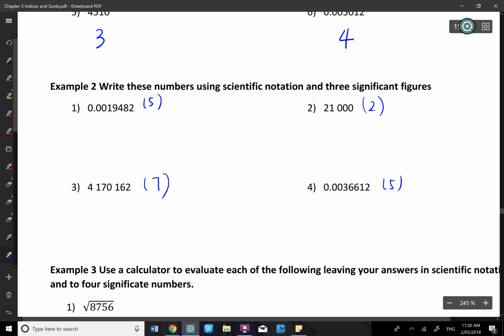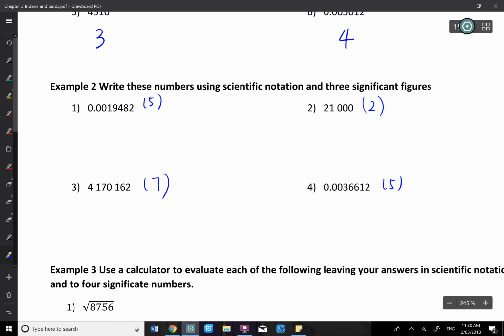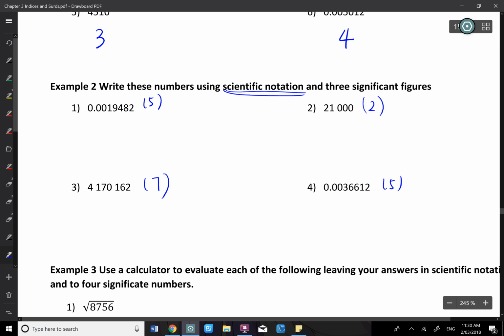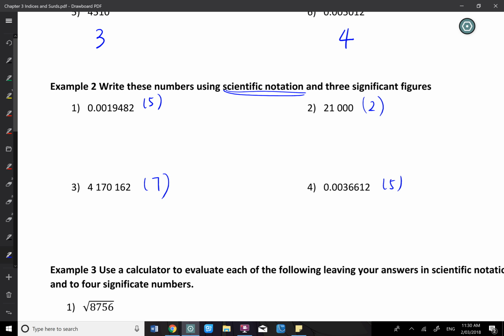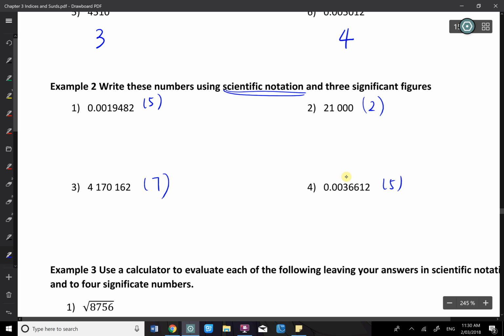Okay, so now we want to write this number using scientific notation and then only use 3 significant figures. So let's write this into scientific notation first. For the first one, I need to move 1, 2, 3. So 1.9482 times 10 to the power of negative 3. Okay, that's the scientific notation.